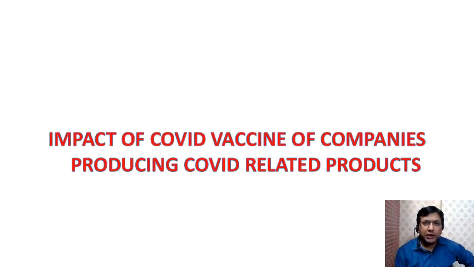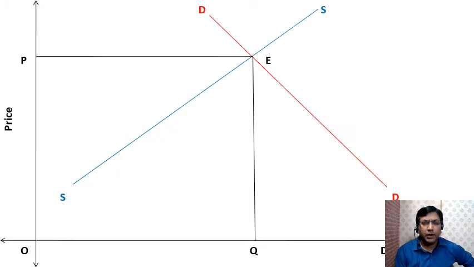Now, let's take up the example of the impact of COVID vaccine on companies producing COVID related products. When I say COVID related products, you can take up the example of, say, gloves, which are produced by different companies. You can even take up the example of PPE kits. Let's analyze the impact of COVID vaccine on the business of companies which are involved in the production of COVID related products. Let's take up the example of PPE kit.